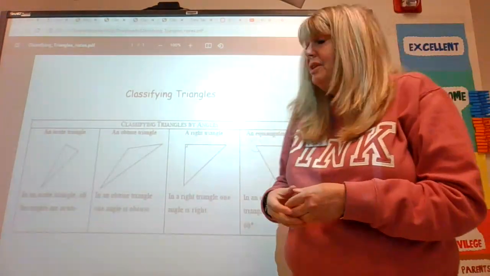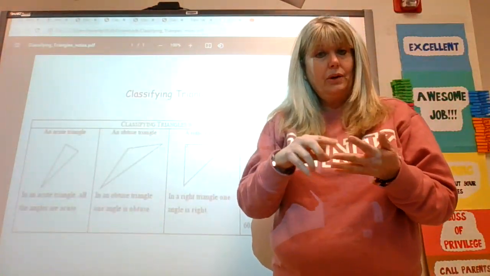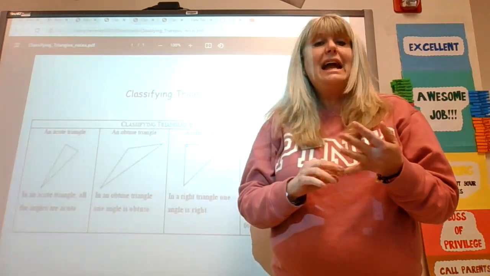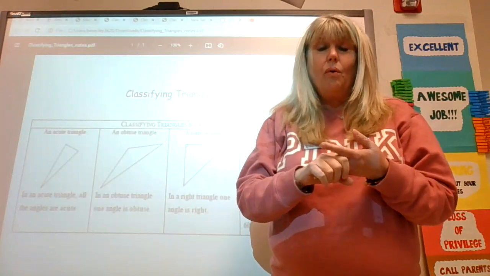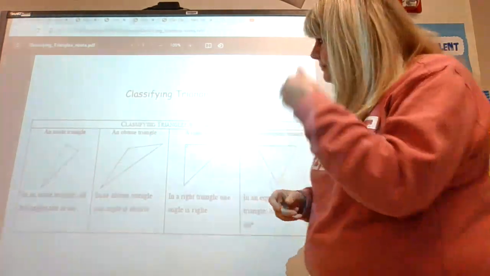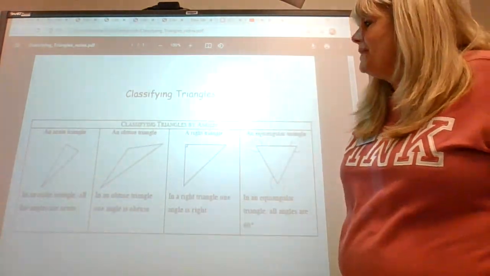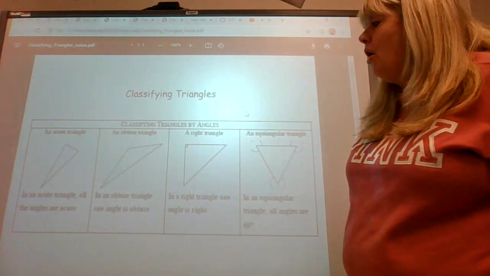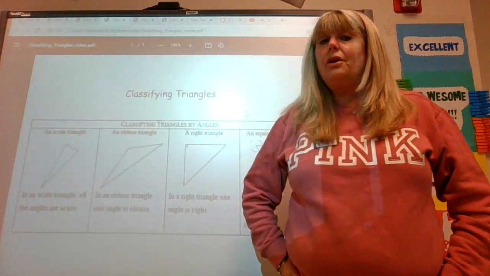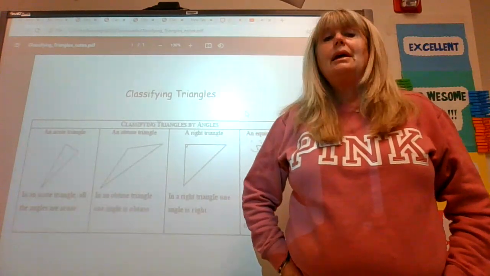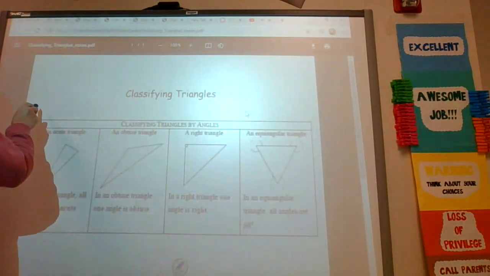Well, by the end of the lesson, you're going to be able to correctly identify if an angle is acute, right, or obtuse, which we've already practiced, and then looking at it within a triangle, if a triangle is acute, obtuse, or a right triangle. So let's get started. Okay, so in your notes today, let's look and see what it says about an acute triangle. It says an acute triangle, all of the angles are acute, which means all the angles are what? Less than 90 degrees.